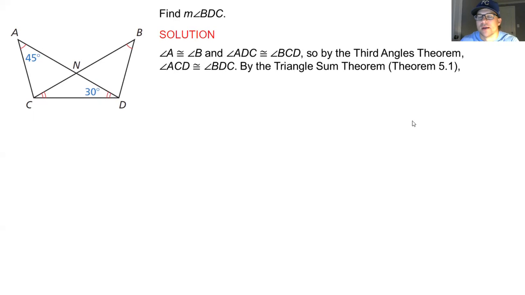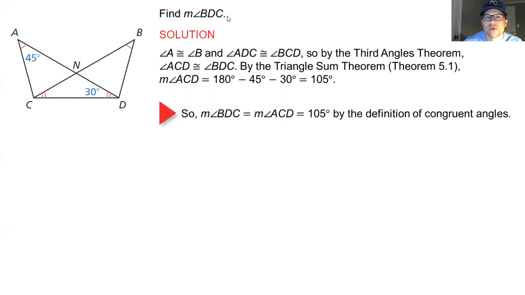And then by using the triangle angle sum theorem, you're just taking all of those and adding them up to 180. So 45, 30, and your ACD all have to add up to equal 180 degrees. So when you take those all away, you get 105 for your ACD. But remember, we're trying to find BCD. And since those two are congruent to each other, you know that 105 is also the same as this one over here.